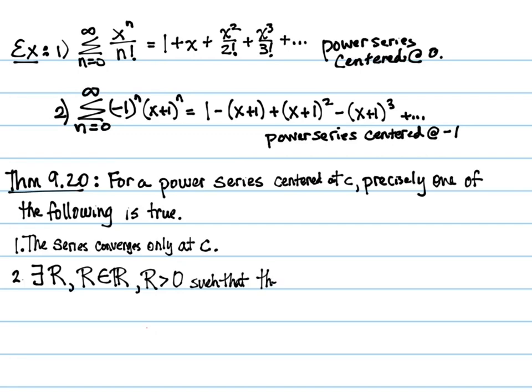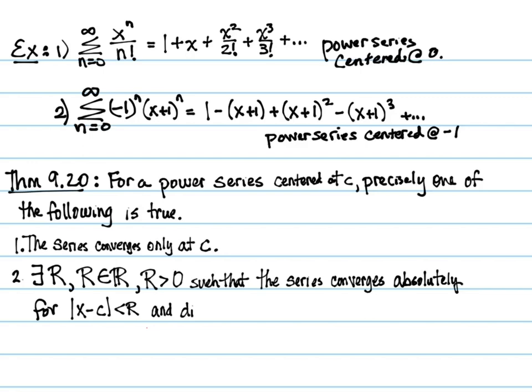the series converges absolutely for |x - c| less than R, and diverges if |x - c|, these are absolute values of course, is greater than R. And you might be looking at that and saying, well, you left something out. What did I leave out in that case? The equals to R.